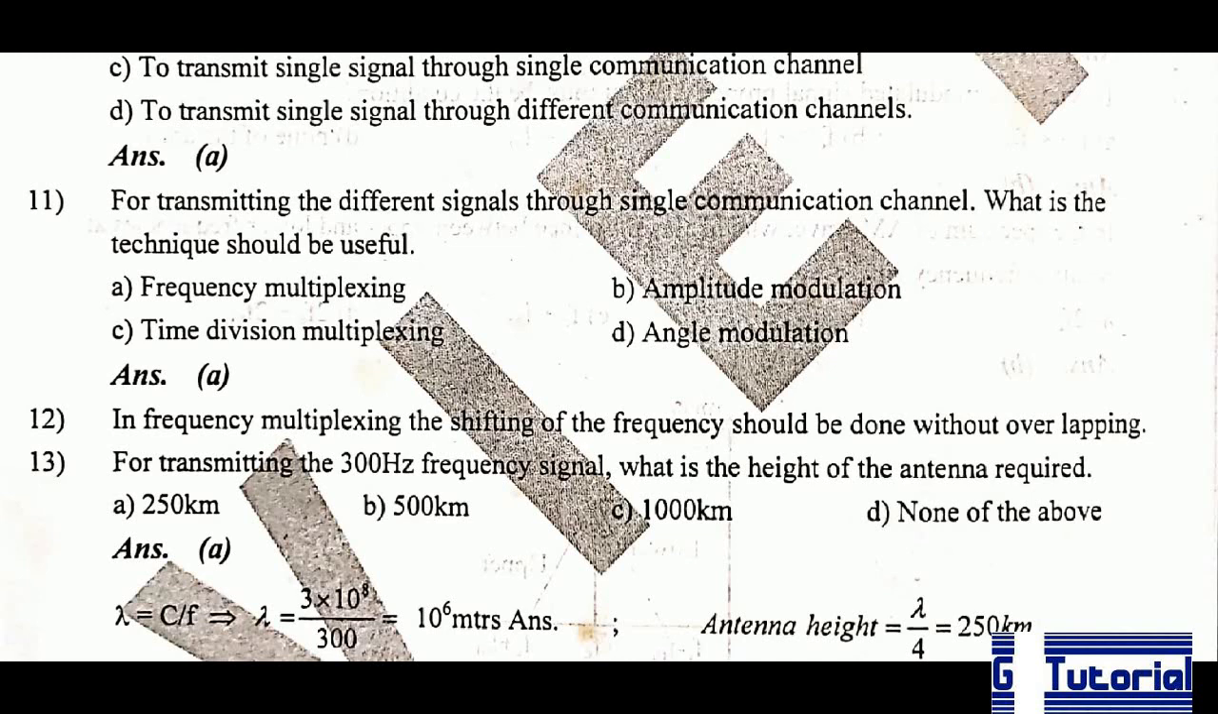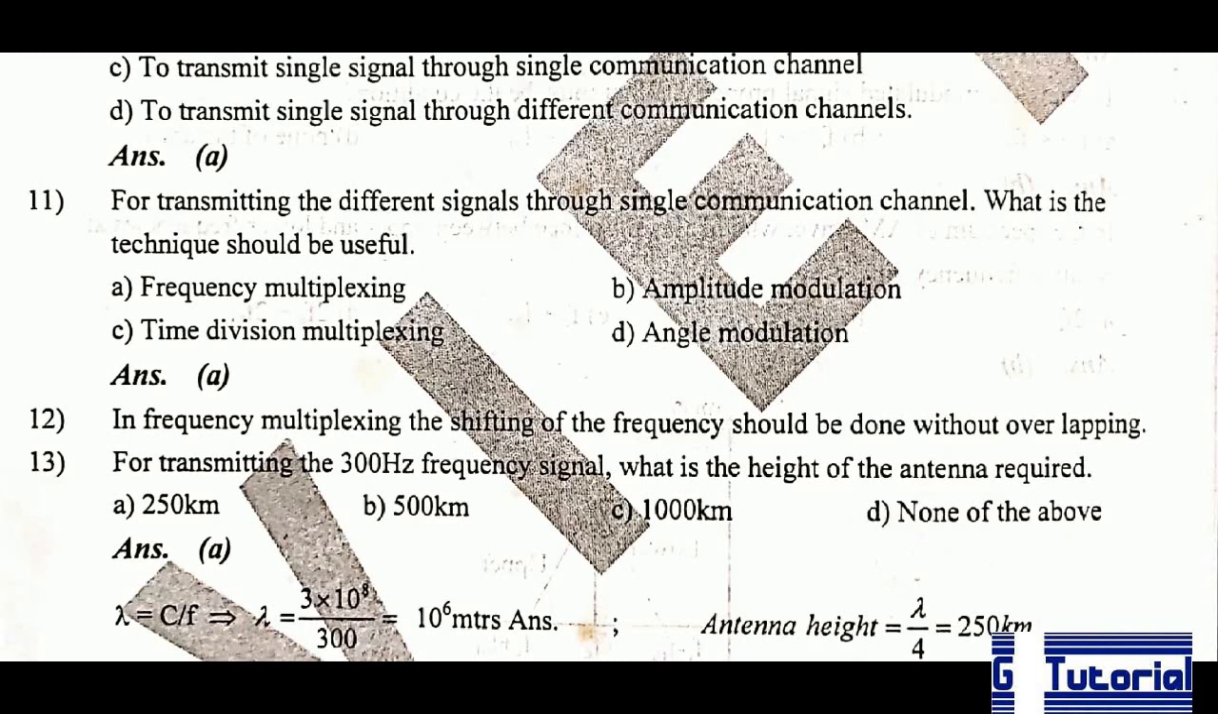Only after finding the wavelength can we find the height of the antenna. We know that the formula connecting wavelength and frequency of the signal is lambda equals c by f, where c is the velocity of light, c equals 3 times 10 raised to 8 meters per second, and we are given the frequency of the signal transmitted as 300 Hz. So substituting for c and f, we get the value of lambda as 10 raised to 6 meters.